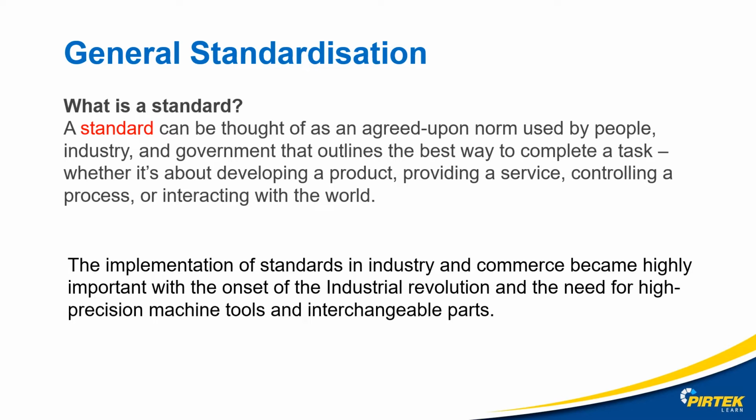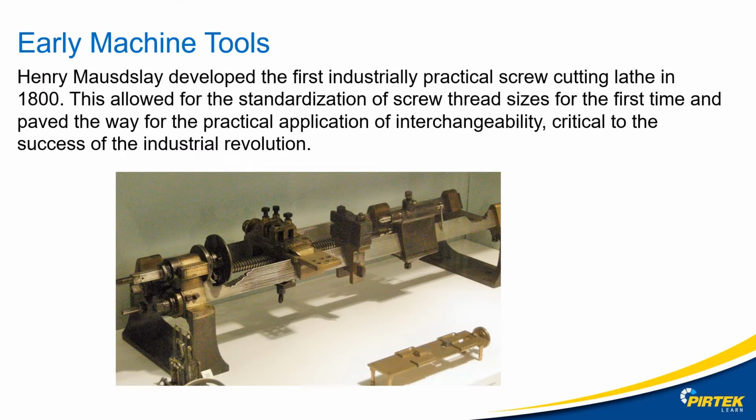nuts, for example, made by one company will fit bolts made by another company because they're both using the same standard or recipe to make that component. Proposed standardization around the Industrial Revolution saw the birth of machine tools. Here we have pictured a screw cutting machine or a screw cutting lathe for producing nuts and bolts.